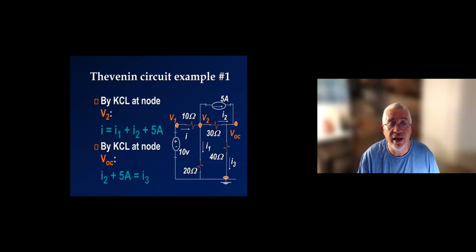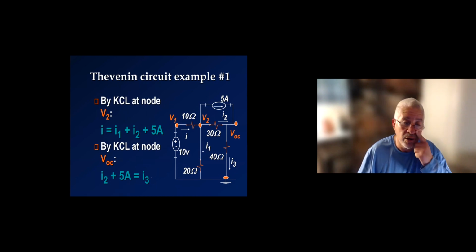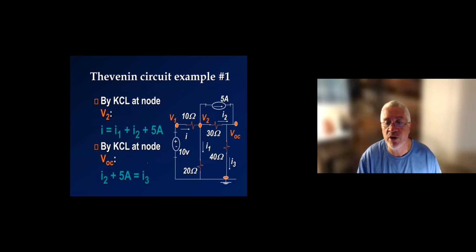So there is my KCL equation at V2 and at VOC. At V2, current coming in equals current coming out. I have I coming in, and I have I1 coming out, I2, and the 5 mA. At node VOC, I have I2 and 5 coming in, and I have I3 leaving. So these are my two KCL equations, one at V2, one at VOC.